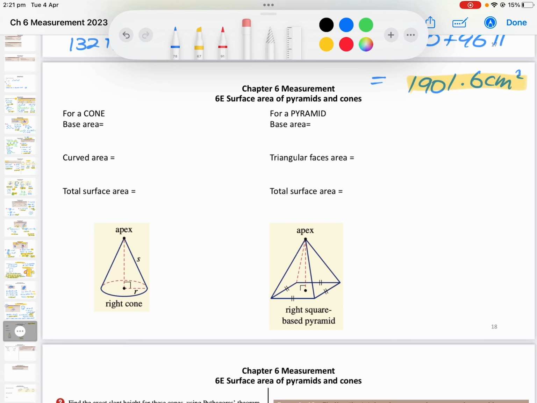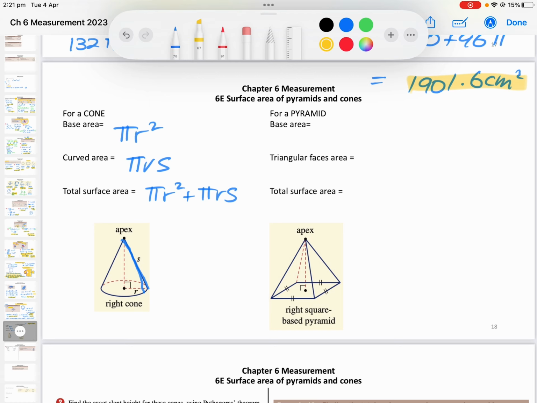So we've got our base area, and we can all see that that is a circle. So it's pi r squared. For the curved area, you can look in your book and it'll give you where it comes from, but trust me, it's pi r s, but s must be this slant height. It's not this up and down height. It's this slant height here, which is s. So the total surface area, you get the base plus pi r s.